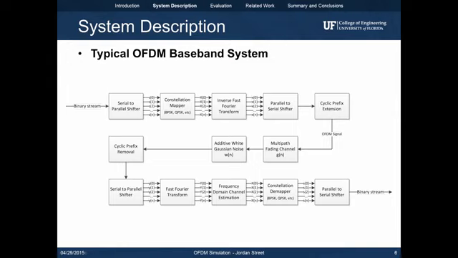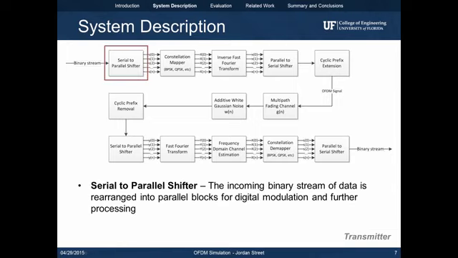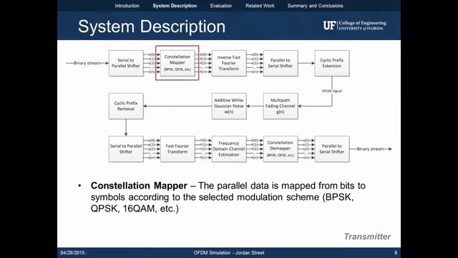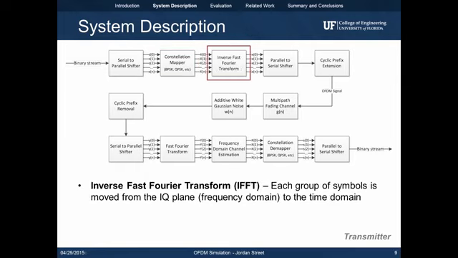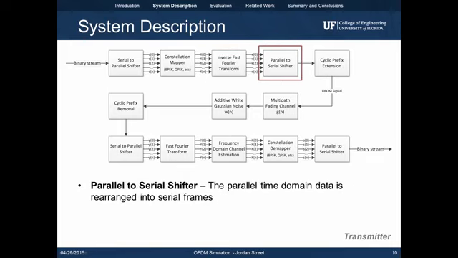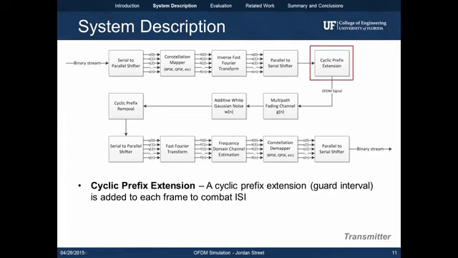Displayed here is the baseband block diagram for a typical OFDM system. A binary stream of data is first shifted into parallel blocks. These parallel blocks are then mapped to symbols according to the selected modulation scheme. Examples here include BPSK, QPSK, 16 QAM, etc. The inverse fast Fourier transform is used to move the data to the time domain. Once in the time domain, the signal is shifted from parallel blocks to a serial data stream. A cyclic prefix extension is added to combat inter-symbol interference.